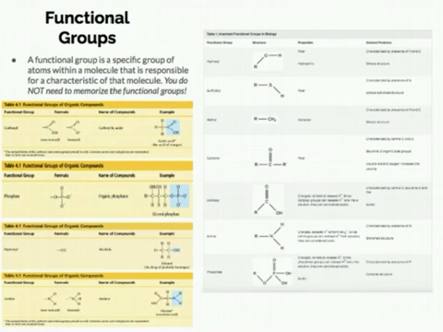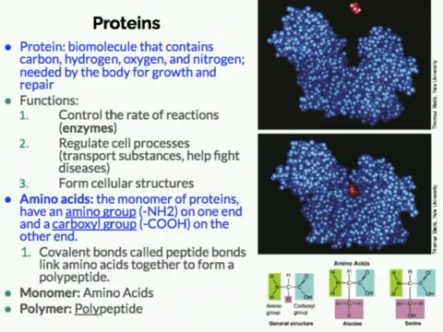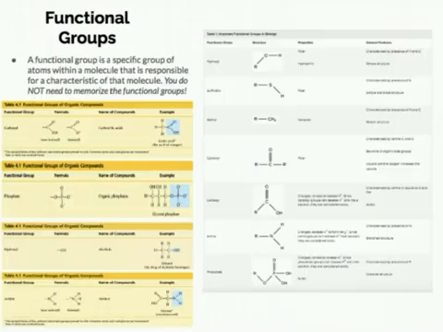Now from that last slide, it mentioned what we had for amino acids, recall, amino group and a carboxyl group. So the amino and carboxyl are what we call functional groups. A functional group is a specific group of atoms within a molecule that is responsible for a characteristic of that molecule. Now you don't need to memorize the functional groups, okay? So all of this information on this slide right here, please do not worry about memorizing. We just wanted you to see the table of common functional groups found in biology and kind of how you identify them.